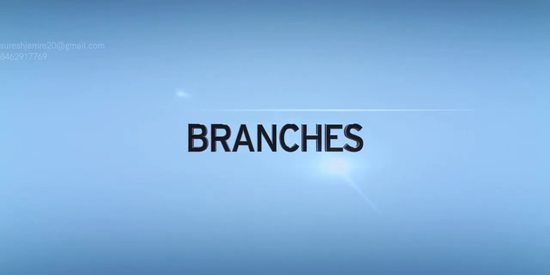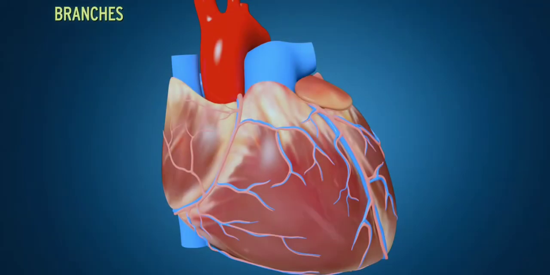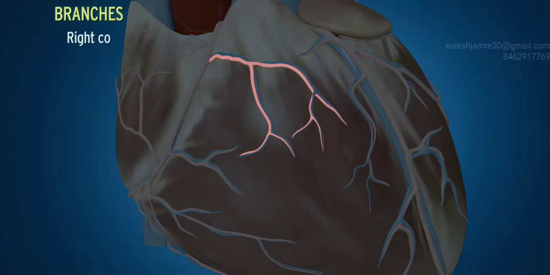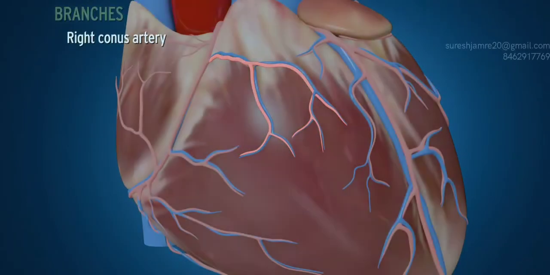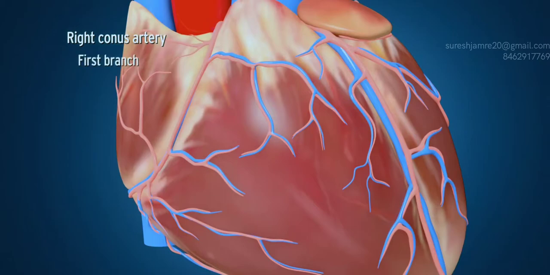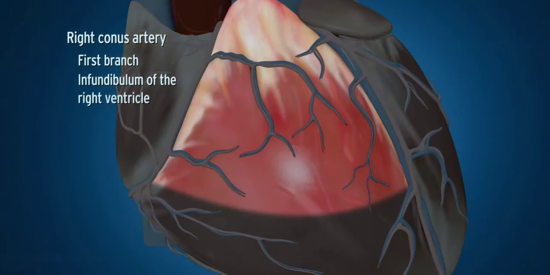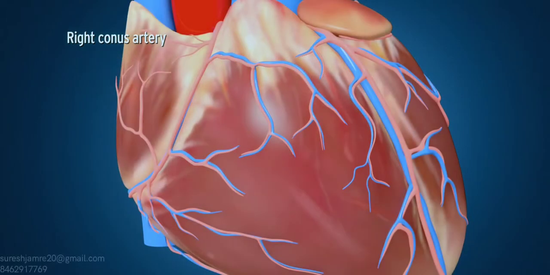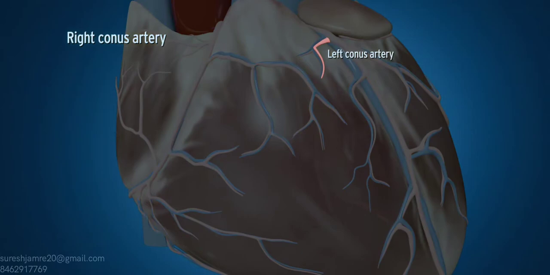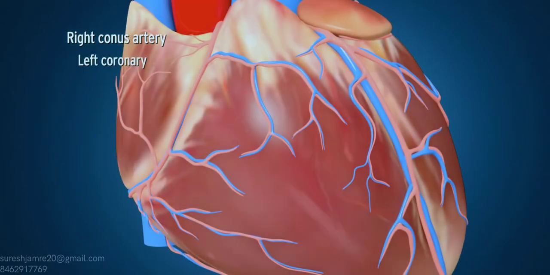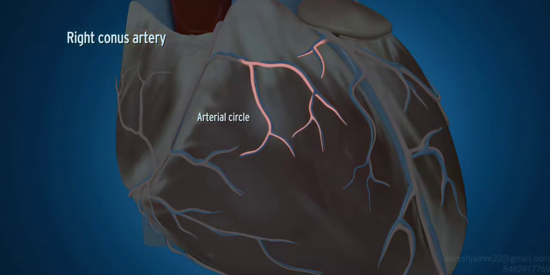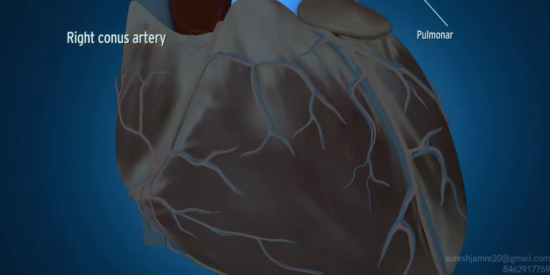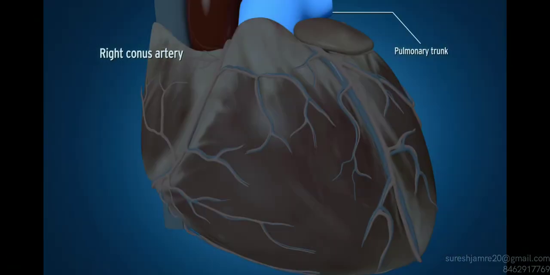Branches. Right conus artery. It is usually the first branch of the right coronary artery and supplies the infundibulum of the right ventricle. It anastomoses with the left conus artery from the left coronary artery, forming an arterial circle around the pulmonary trunk known as the annulus of Vieussens.